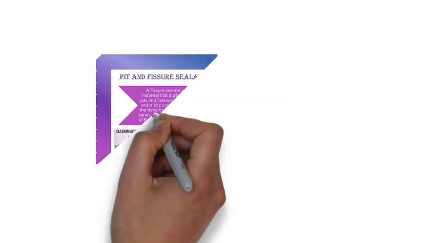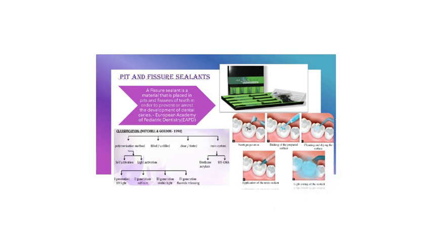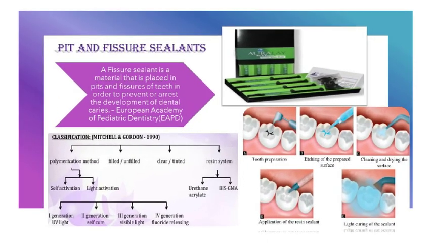Pit and fissure sealants. A fissure sealant is a material that is placed in the pits and fissures of teeth in order to prevent or arrest the development of dental caries. History of pit and fissure sealants.